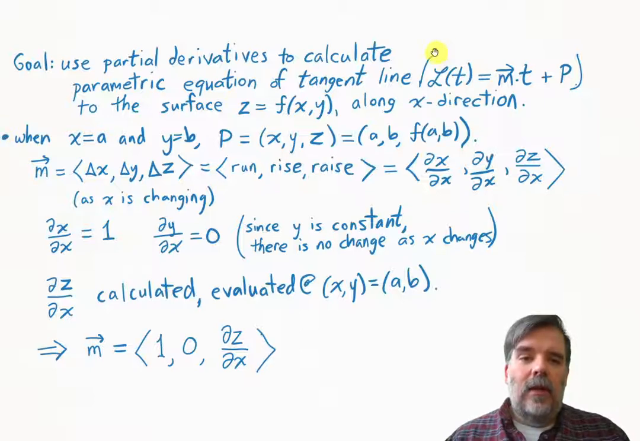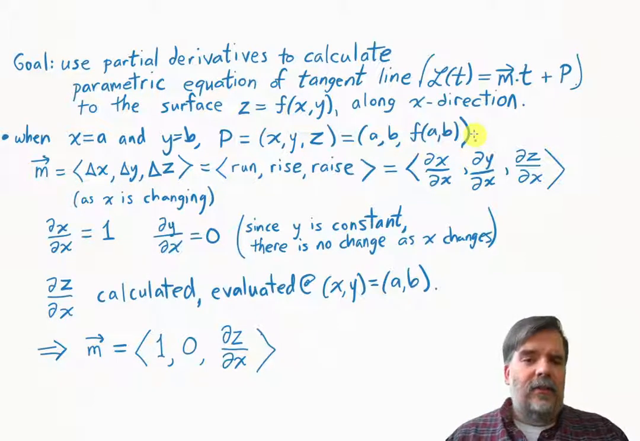In order to write the equation of a tangent line, we need 2 pieces of information. We need a point on that line and the slope of that line. Now, if we're given the values x equals a and y equals b, then the coordinates of that point p, x, y, z, well, x is equal to a and y is equal to b, we can substitute a and b into the function f to give us the value of z. So that's how you'd calculate this point.